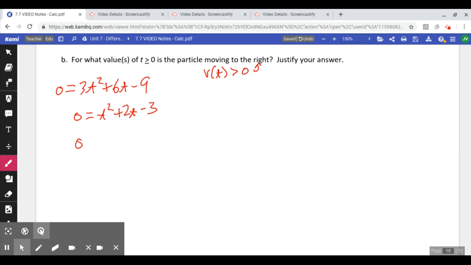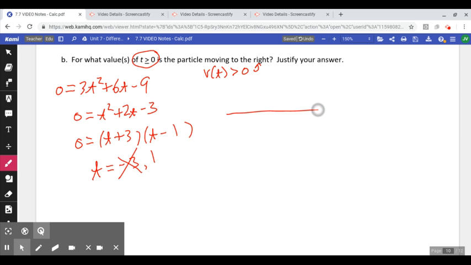So we've got 0 is equal to, and we're going to factor this one. We need two numbers that multiply to be -3, but add to be 2. So that's positive 3 and -1. Setting each one of these factors equal to 0, we find t to be -3 or 1. Now, -3 is not going to work for us because that doesn't fit our restriction on t here.